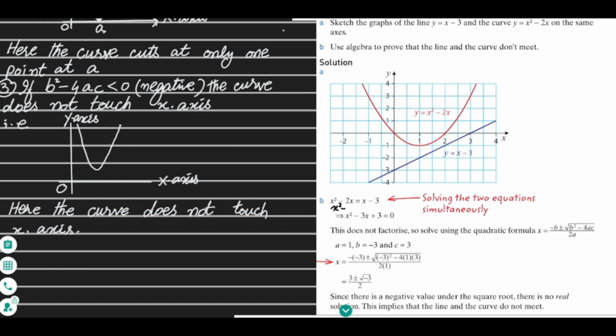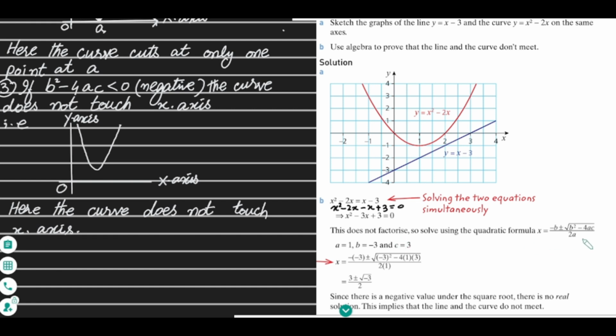x² − 2x, we convert x and 3 to the left side and change their signs. Now x² as it is, minus x minus 2x gives minus 3x, and then plus 3 equals 0. This is a quadratic equation and we cannot factorize it, so we will utilize the quadratic formula.